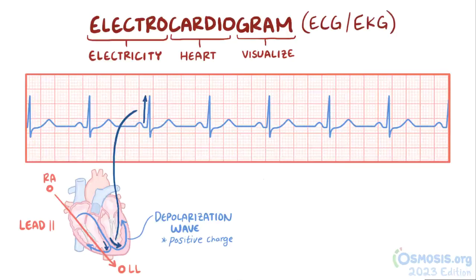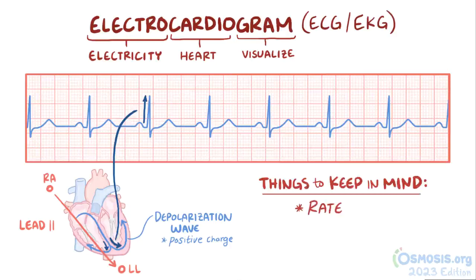To read an ECG, there are a few key elements to keep in mind. One of them includes figuring out the rate and the rhythm.